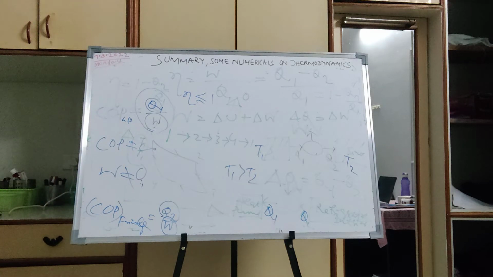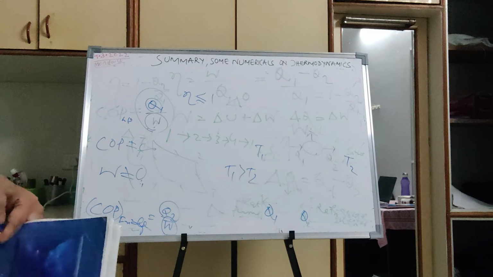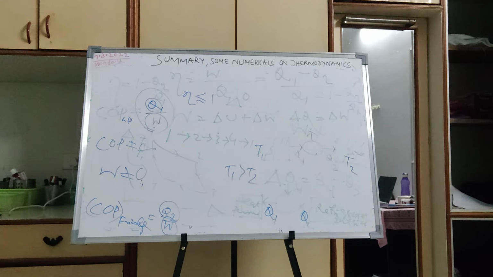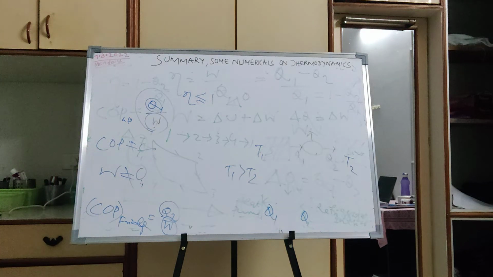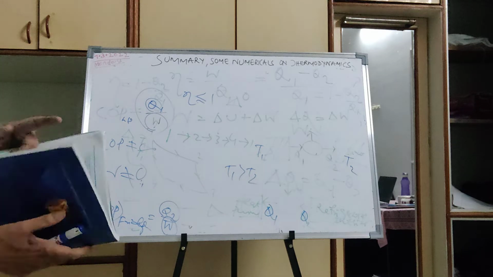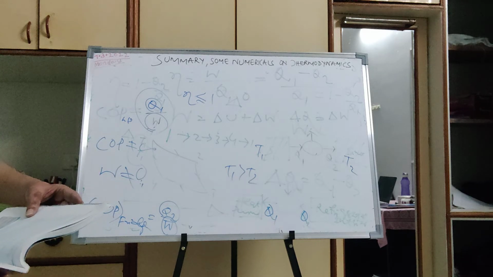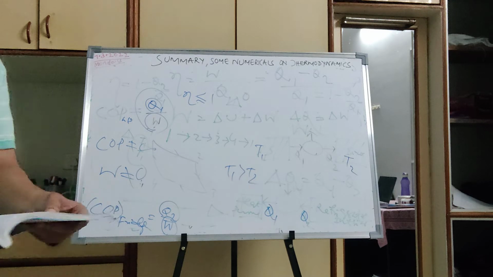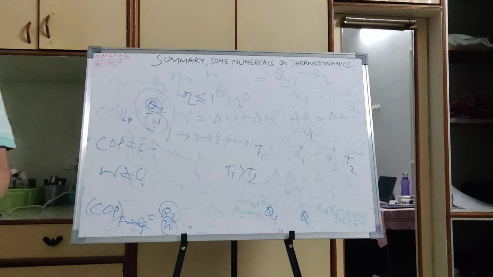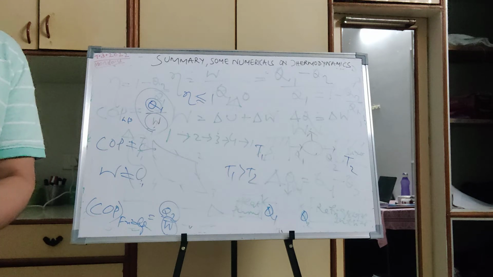That is with respect to the heat pump or refrigerator. That is the statement of the second law of thermodynamics. One is the Kelvin Planck statement, which is related to the heat engine: efficiency can never be equal to 1. Another is the Clausius statement: COP can never be equal to infinity. Some questions can come on that.